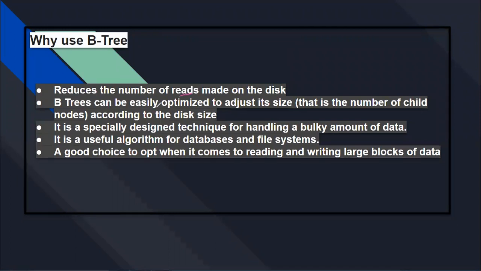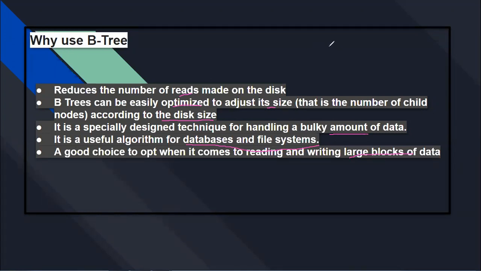Okay, the B tree can be easily optimized, to adjust its size, means that is the number of child nodes, according to the disk size. So how it is optimized, that we'll see using a particular example. And it is a specially designed technique for handling the bulky amount of data. How, we'll see. It is a useful algorithm for databases and file systems. This is a very important part. It is used for databases and file systems. A good choice when it comes to reading and writing large blocks of data. So this is very important, that's why we are going to study the B tree here.